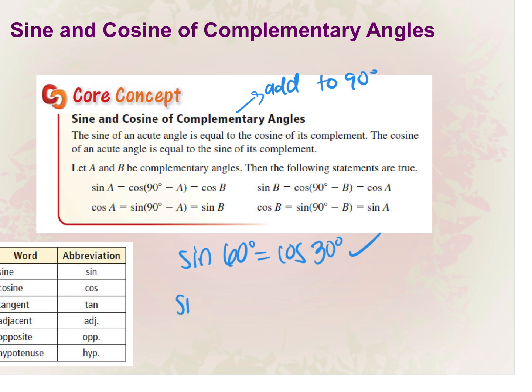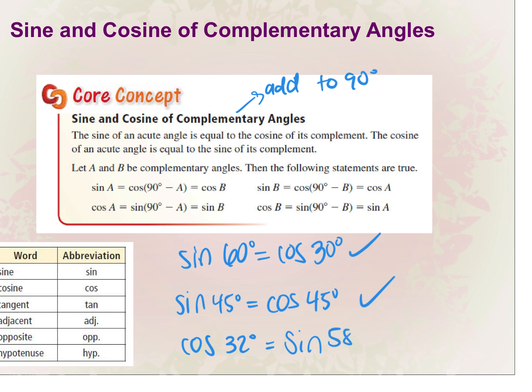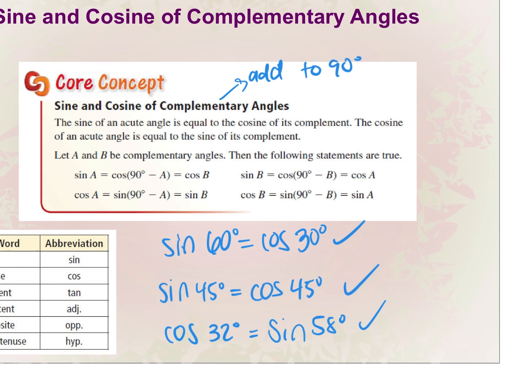What about the sine of 45 degrees? That would equal the cosine of 45 degrees. Let's say I had the cosine of 32 degrees. That would be equivalent to the sine of what? 58 degrees. So you go up to 90? Yeah, they have to add up to 90, okay?